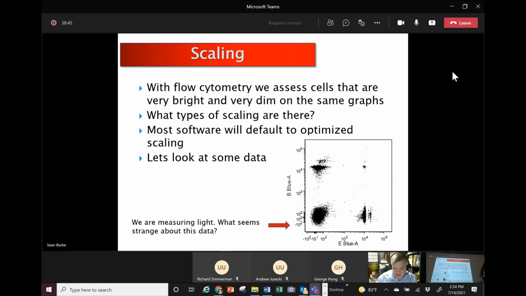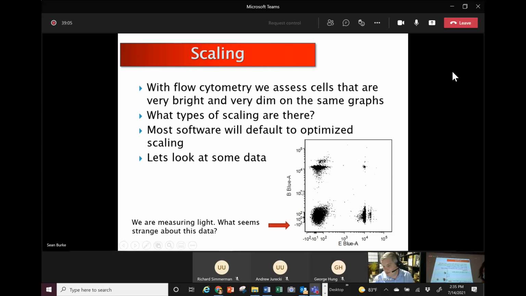So you might have something that has a measurement of 1 and then something that has a measurement of 1,000,000. When we do that, that's kind of hard to represent in a 2-dimensional space, right? A really wide range of data. So what we do with flow cytometry data is we have different ways to scale these plots.